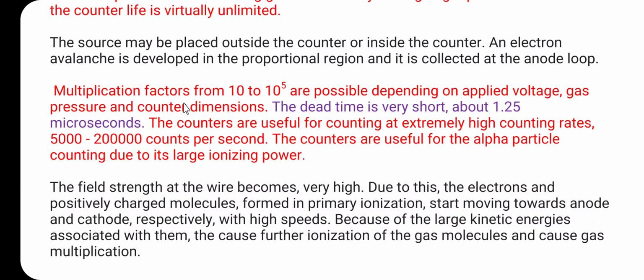Here the multiplication factor from 10 to 10 raised to 5 is possible, depending on the applied voltage, gas pressure, and the counter dimension. The dead time is very short, about 1.25 microsecond. The counters are useful for counting at an extremely high counting rate, that is 5000 to 2 lakh counts per second. The counters are useful for alpha particle counting due to its large ionizing power.